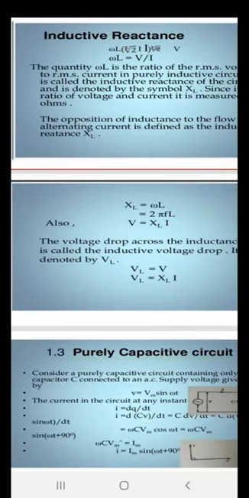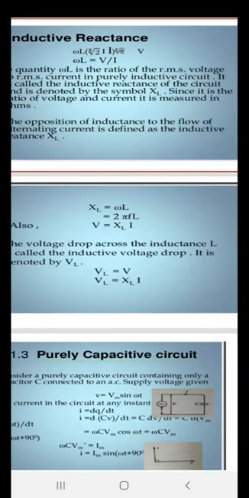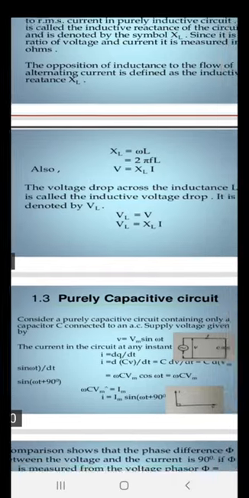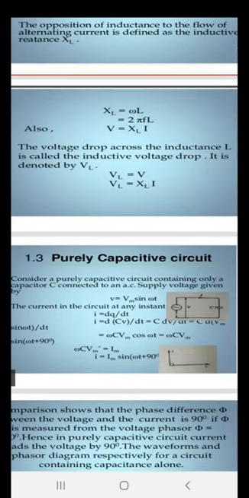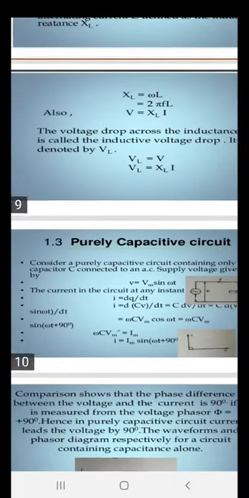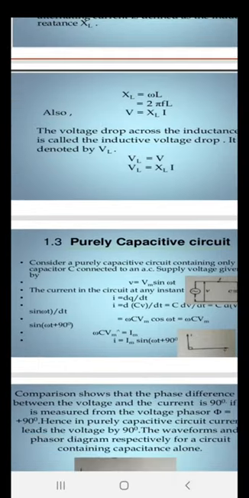Next, XL is equal to omega L, which is 2 pi f L. V is equal to XL I. The voltage drop across the inductance L is called the inductive voltage drop. It is denoted by VL. VL is equal to V, and VL is equal to XL I. Purely inductive circuit.